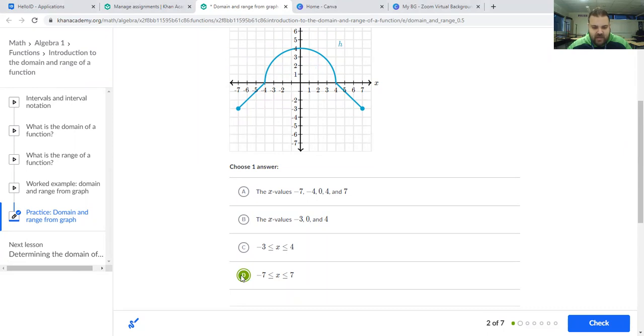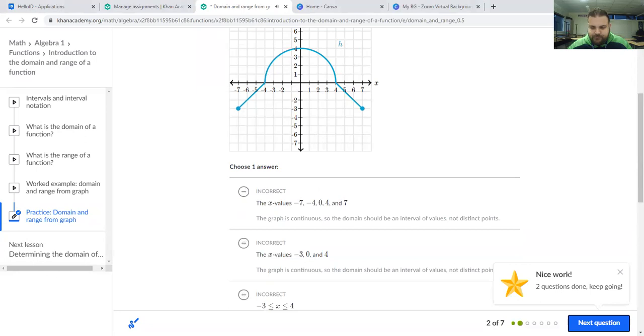-7 is less than or equal to x, which is less than or equal to 7. We're saying that our x values, our input values, are everything between -7 and 7. And the or equal to is because these things here are filled in, right? Those are filled in circles. If there was an open circle, then you wouldn't have the or equal to at the bottom.